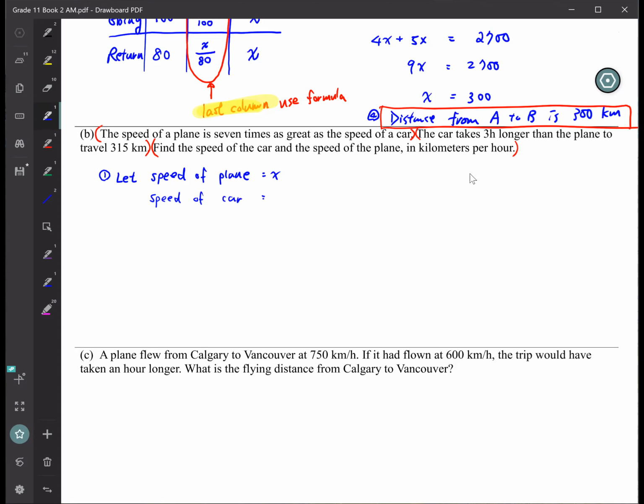Well, we cannot call it x as well, right? Because it's a different speed. So what should we do then? How is the speed of the car related to the speed of the plane?